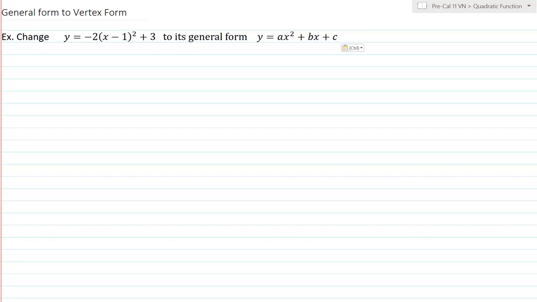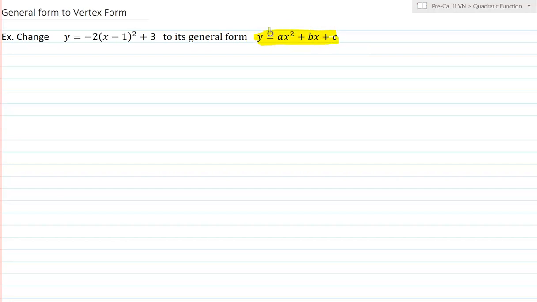Hello everyone. So for this lesson we are going to change the form of the quadratic function from one form to another form. Let's start with changing it from vertex form to general form, just so that you see what is happening. So we have this example here. We have this quadratic function. We want to change that to the general form, which looks like ax squared plus bx plus c.